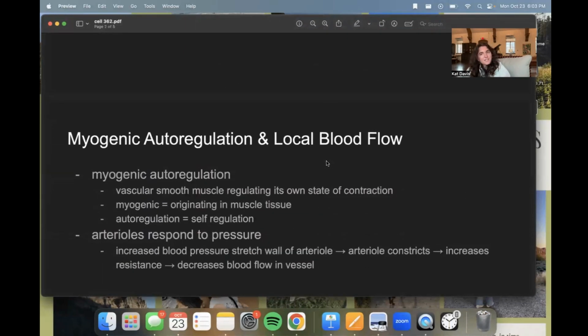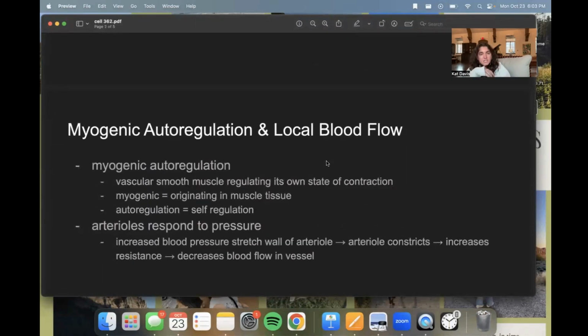So the first thing we're going to cover is myogenic autoregulation. So myogenic means originating in muscle tissue. Autoregulation means self-regulation. So when you put them together, it refers to how vascular smooth muscle regulates how contracted or dilated it is.